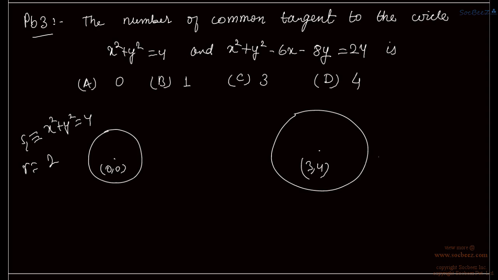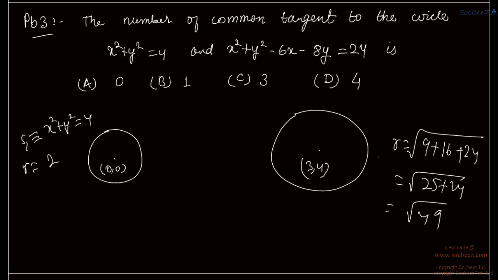3, 4. Okay, and the center is (3, 4), and the radius is under root g square plus f square minus c, which is 9 plus 16 minus... so this is plus 24 minus 24, and c is minus 24 and minus of c is plus 24. So 25 plus 24 under root, which is equal to root under 49, which is equal to 7. So its radius is 7. So this circle is S2 equal to 0 and its radius is 7.